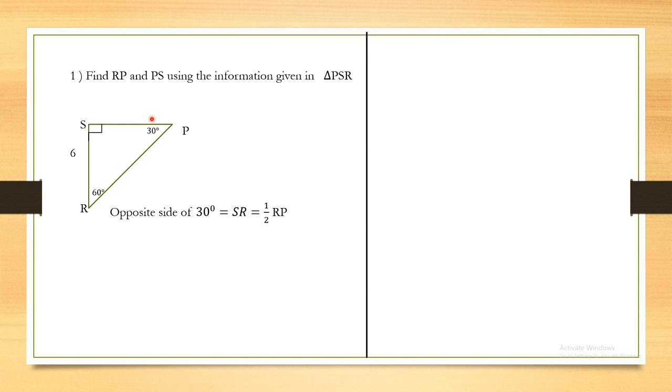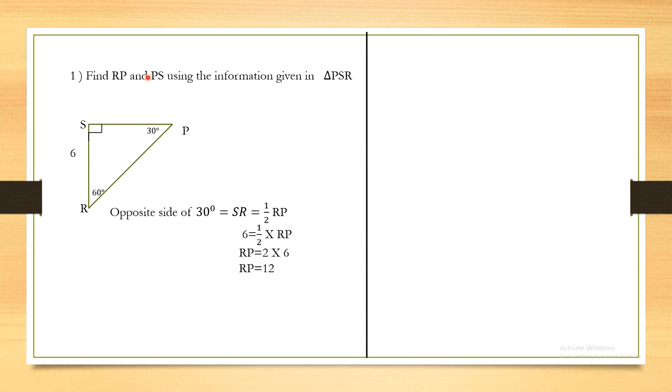So opposite side of 30 degree, we know that this is SR. So with this property we can say that opposite side of 30 degree, that is SR, is equal to half of hypotenuse. Here RP is hypotenuse, so half of RP. But SR is given 6, so 6 equal to half into RP, so RP equal to 12. Okay, so we get the value of RP is 12.